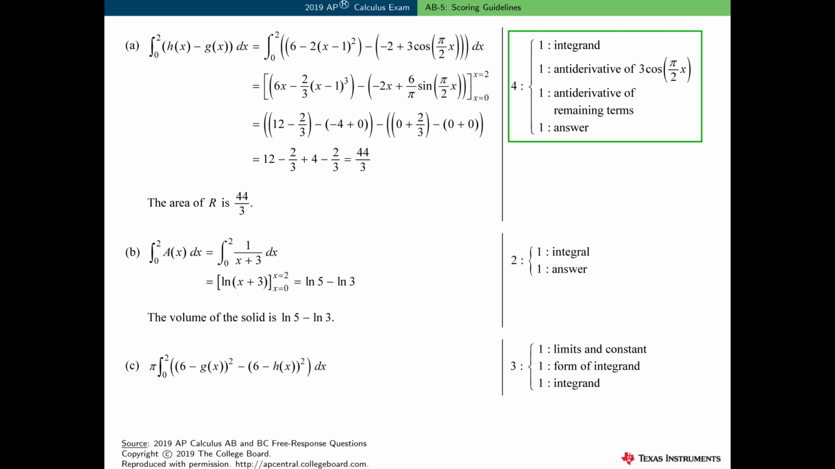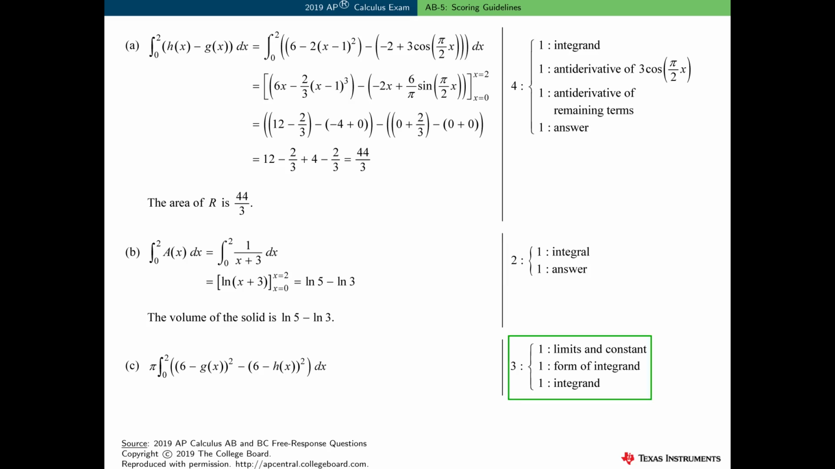Part A was worth 4 points. The first point was for writing the correct integrand in the context of an integral. The second point was for the antiderivative of the term involving the cosine function. The third point was for the antiderivative of the remaining terms. And the fourth point was for the final answer. Part B was worth 2 points. The first point was for the integral, and the second point was for the answer.